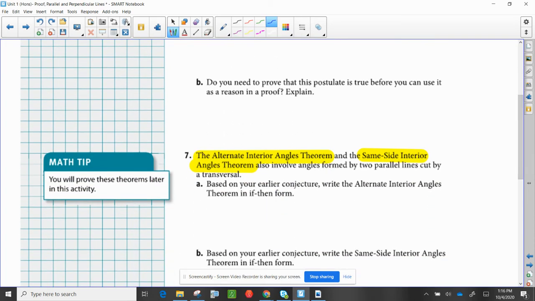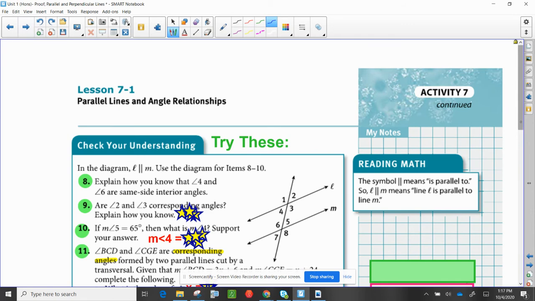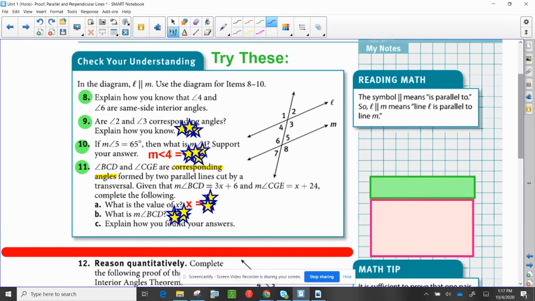And then we also have, they're going to start calling this the alternate interior angles theorem and the same side interior angles theorem. And again, those theorems just say if they're alternate interior angles, they're congruent. If they're same side interior angles, they're supplementary. That's what those theorems are telling us. Okay, so we're going to practice some problems here in the check your understanding, and then we're going to be done.